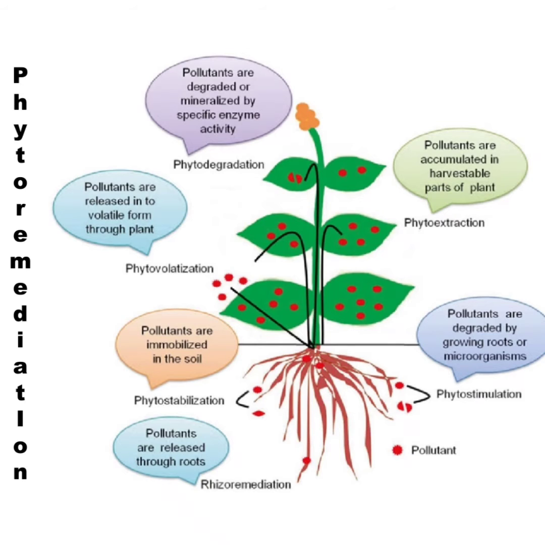This is called phytovolatilization. Pollutants are immobilized in the soil. This is called phytostabilization. Pollutants are released through roots. This is called rhizoremediation. Pollutants are degraded by growing roots or microorganisms, called phytostimulation. Pollutants are accumulated in harvestable parts of the plant, called phytoextraction.